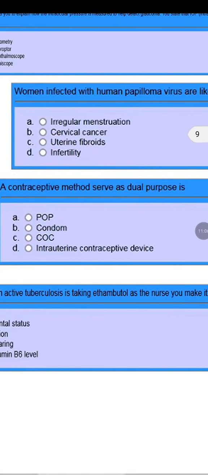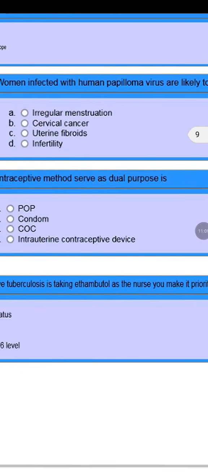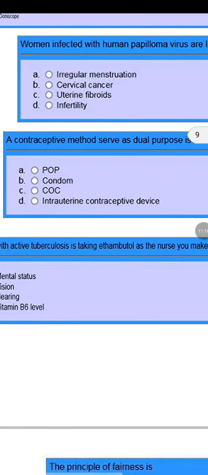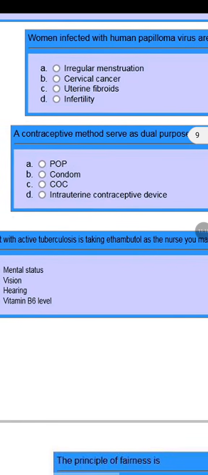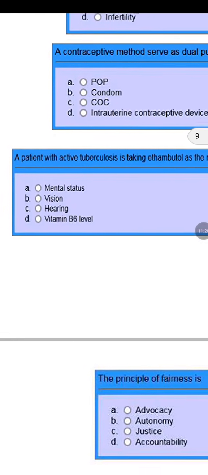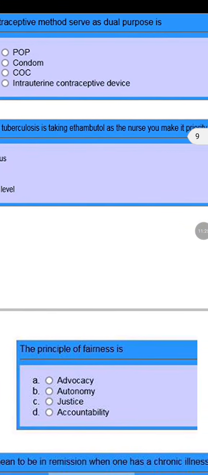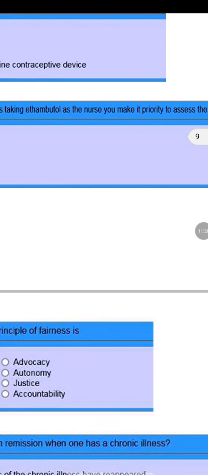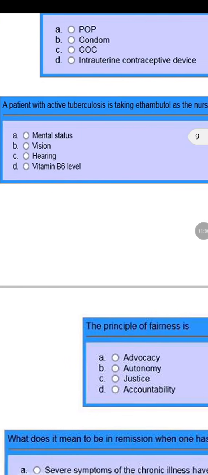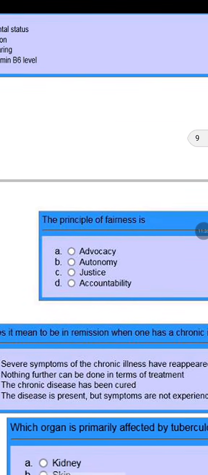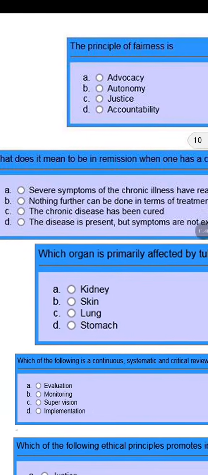A woman infected with human papilloma virus is at risk of cervical cancer. Which contraceptive method serves a dual purpose? Condom. A patient with active tuberculosis is taking medication; as a nurse, what do you make the priority? The principle of fairness is justice.